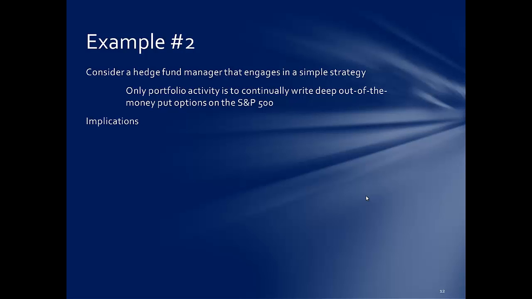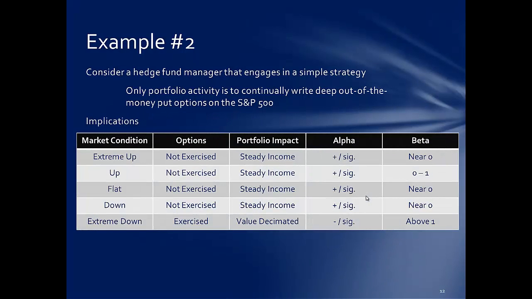So let's look at the implications of this strategy. If the market is up, the options won't be exercised and you'll just have a steady stream of income. And that would mean if you ran a CAPM regression during those periods, you would see a positive and significant alpha and a beta near zero. Think about why that is, because you're getting a steady stream of income regardless of what the market's doing. So you're not going to get much beta, and you are going to have positive and significant alpha because you've got good returns.